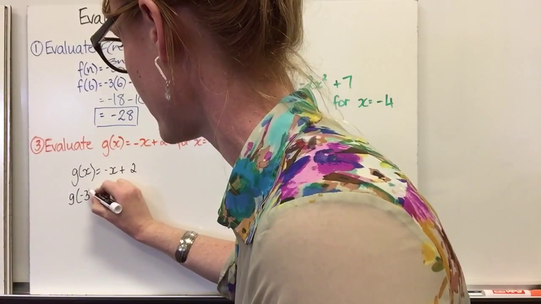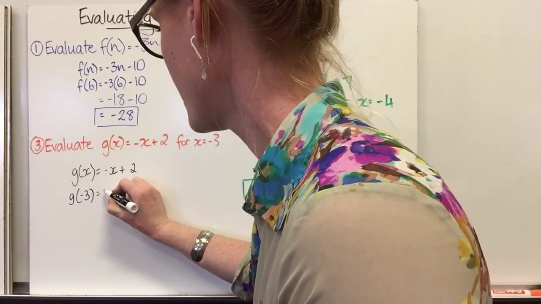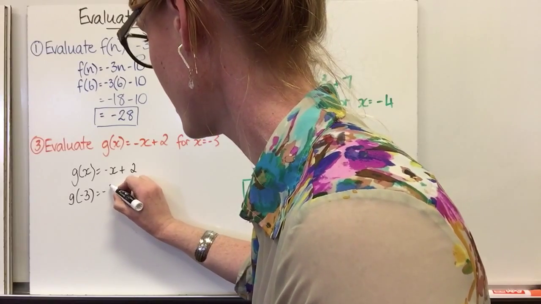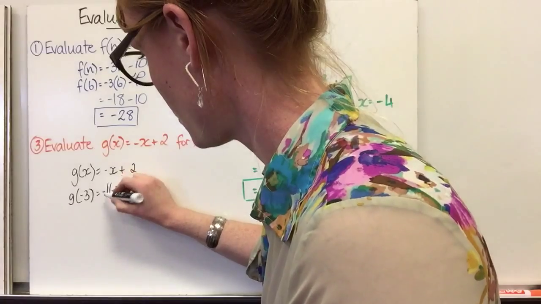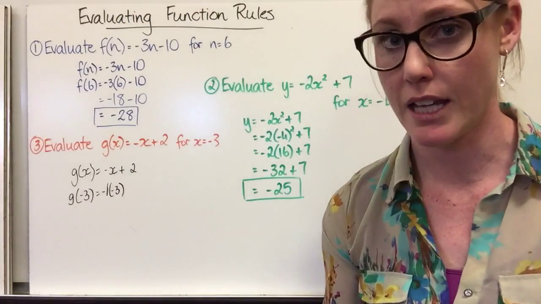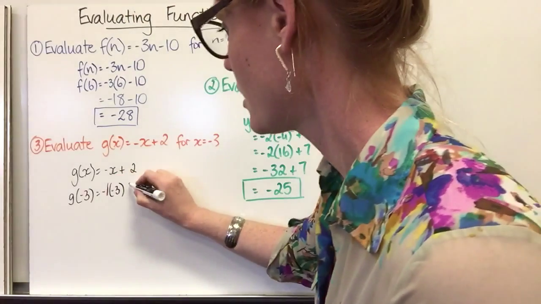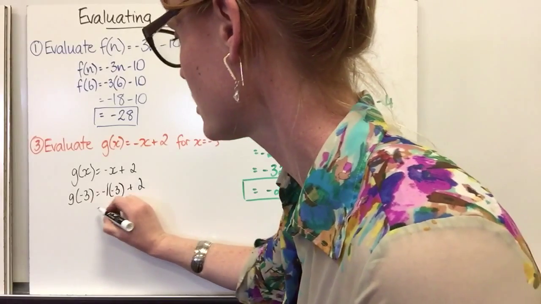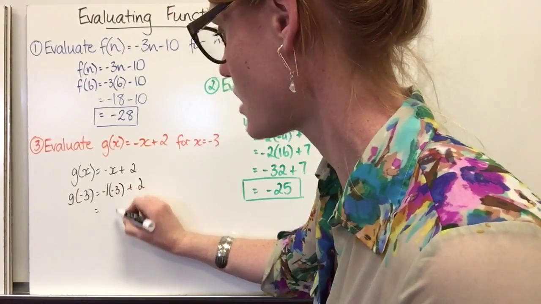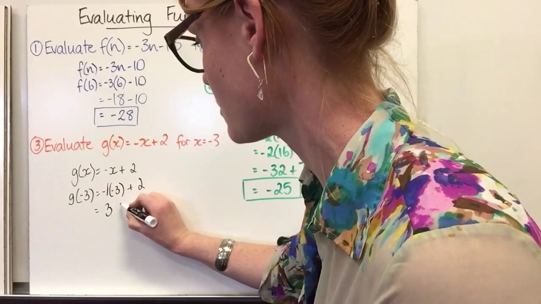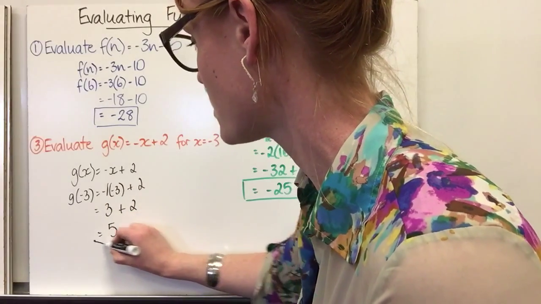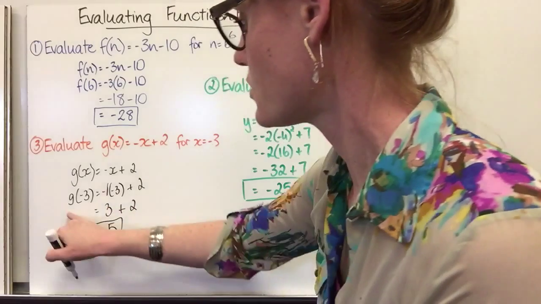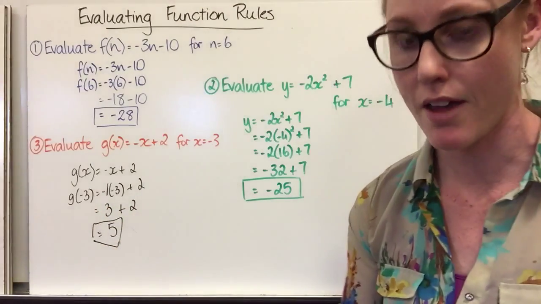g of negative 3 equals negative, and we can plug in a 1 there. It's like negative 1 times x plus 2, which equals negative 1 times negative 3 is 3 plus 2, which equals 5. So g of negative 3 equals 5.